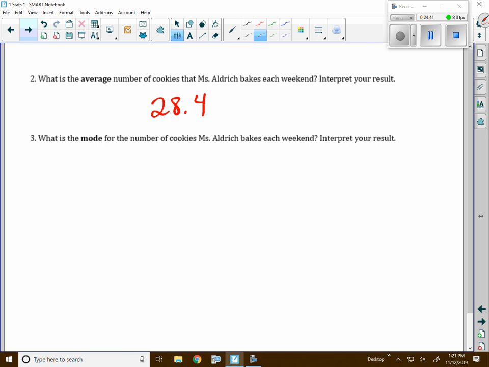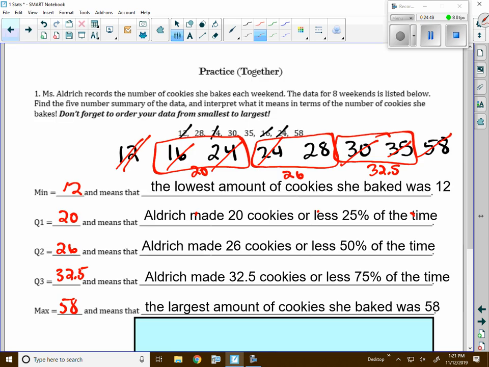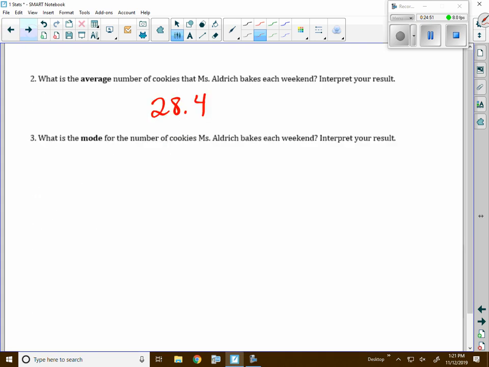Okay, what's the mode? What's the mode of our data? That's the one that happens most often. Is it 24? Yep, 24. Which means that she had a couple weeks where she made the same amount of cookies.